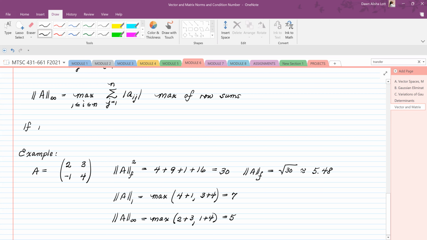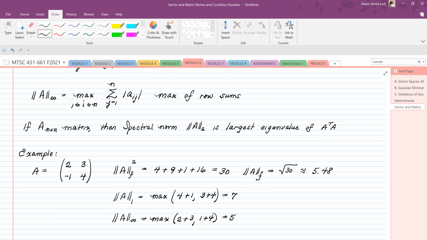If A is n by n, then the spectral norm, which is written as A with the 2, is the largest eigenvalue of A transpose A. Okay. All right.